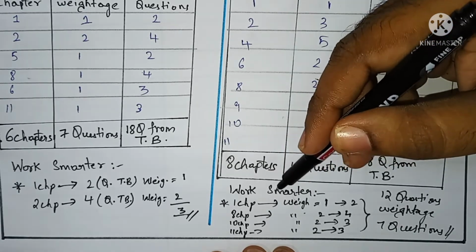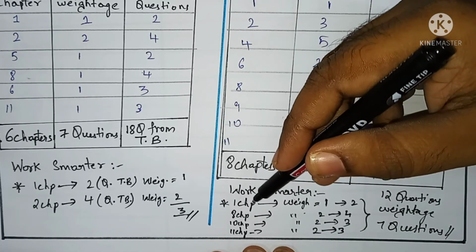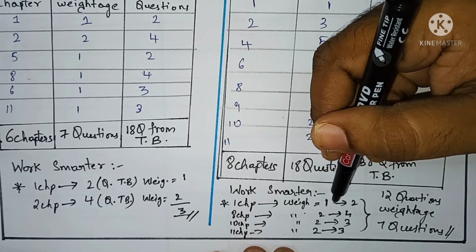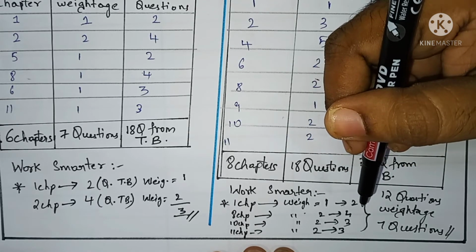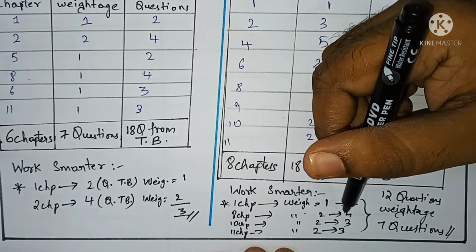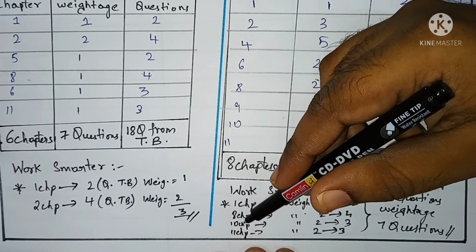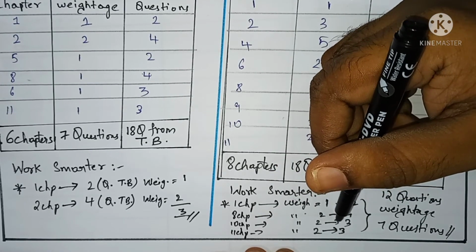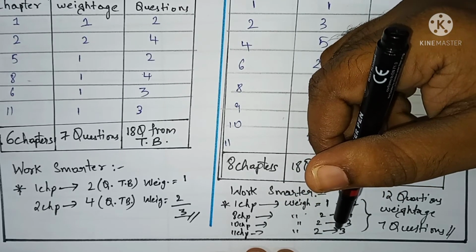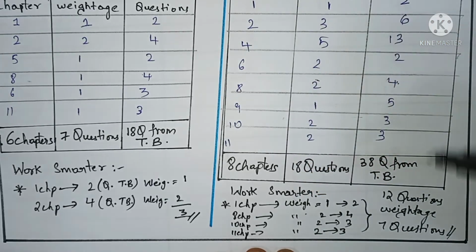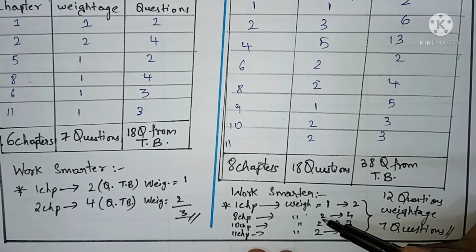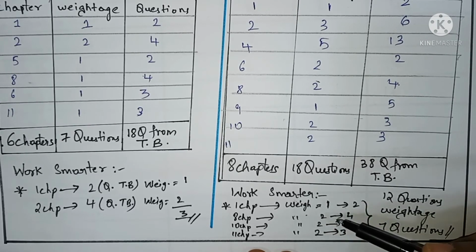Yes, work smarter rather than harder. First chapter weightage is one question. How many questions are there in the textbook? Two questions. Eighth chapter weightage is two questions. How many questions are there? Four. 10th chapter, weightage is two questions. How many questions are there? Three. 11th chapter, weightage is two questions. How many questions are there? Three. So one, two, three, four, five, six, seven. So seven. We are covering the seven questions.